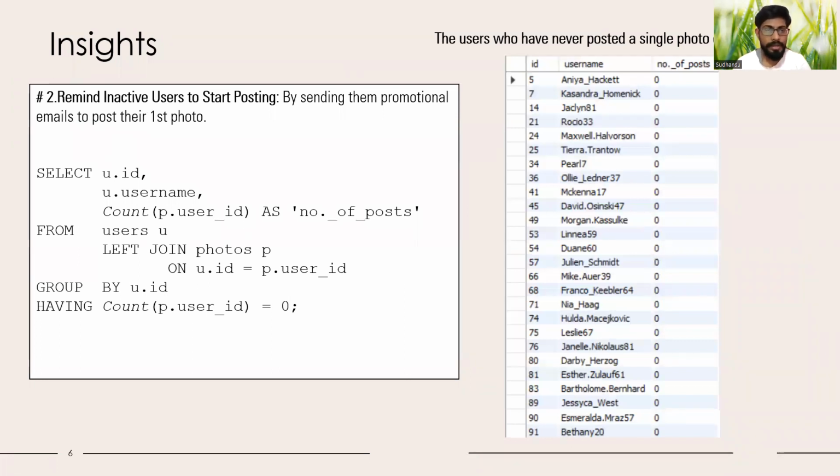Then, remind inactive users to start posting by sending them promotional emails to post their first photo. We have run the following queries and we found these users. These are the users which have been inactive for a long time. They have never posted any photos. So we can remind them by sending emails.